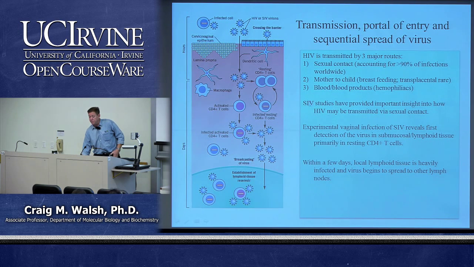But using SIV, which is very similar overall to HIV in terms of the structure of the virus, the genome, and the ability to infect CD4 positive T cells, it's been possible to really understand a lot more about the kinetics of this disease. So one example is using SIV to infect these monkeys, and you can detect virus inside of this submucosal lymphoid tissue, primarily inside of these resting CD4 T cells. Then within a few days, as I described, you start to see the virus spreading to other lymph nodes, so it's being disseminated throughout the lymphatic system.